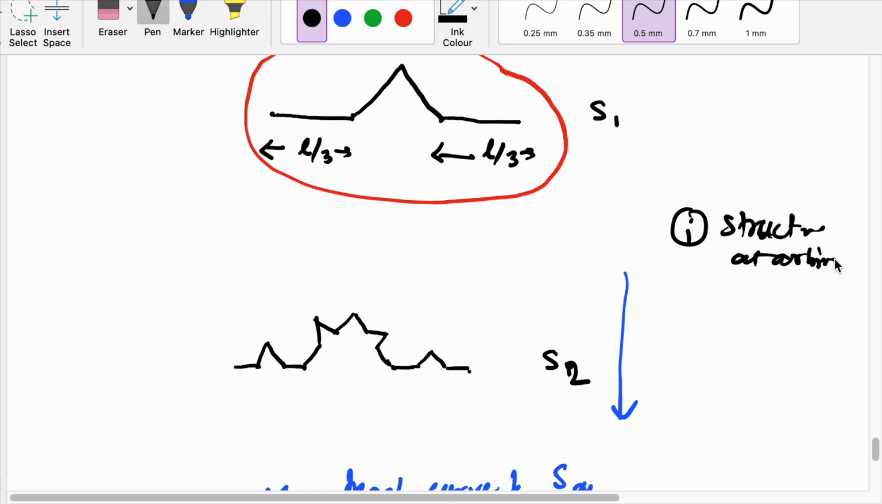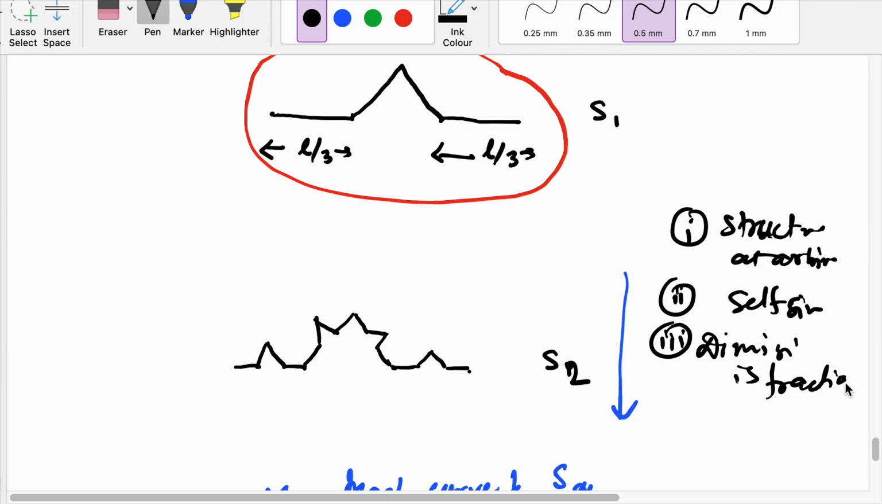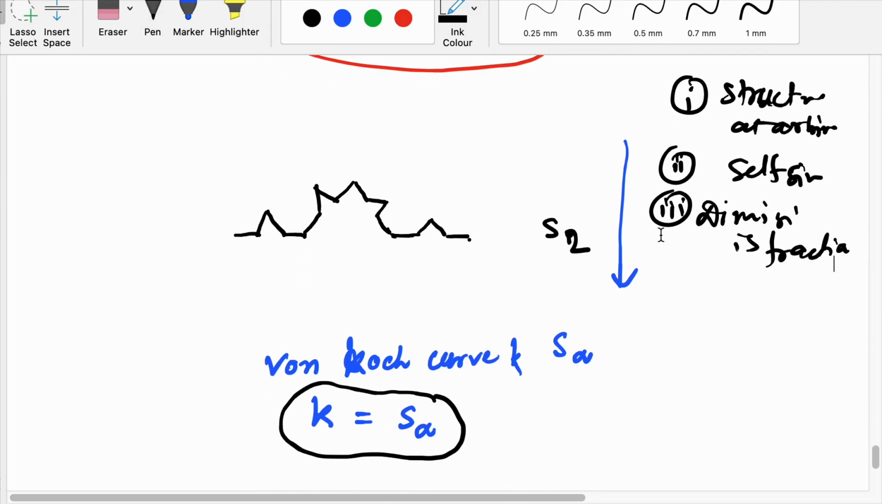Second, that it is self-similar. And third, we will see the dimension. Dimension is a fraction. So since these three properties are satisfied by this von Koch curve, we will say this is a fractal.